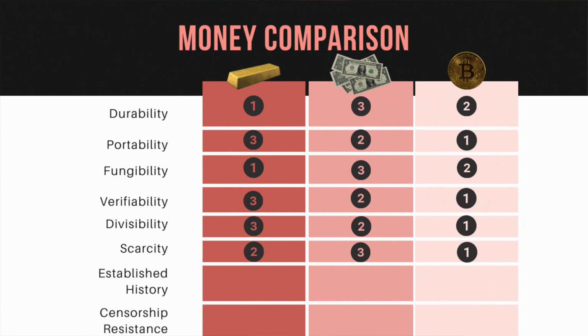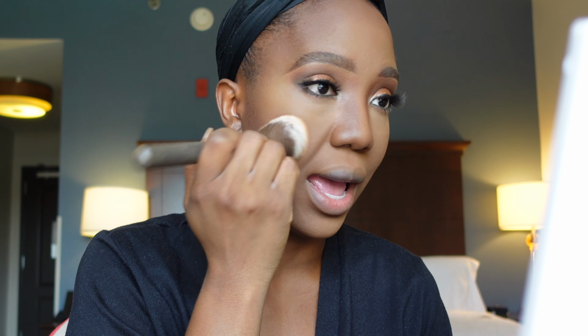Gold, hands down, is the best when it comes to established history. Like I've been saying, gold has been around since the beginning of time. Gold has never completely lost value. It's the most trusted asset to date and it's the one with the most established history.